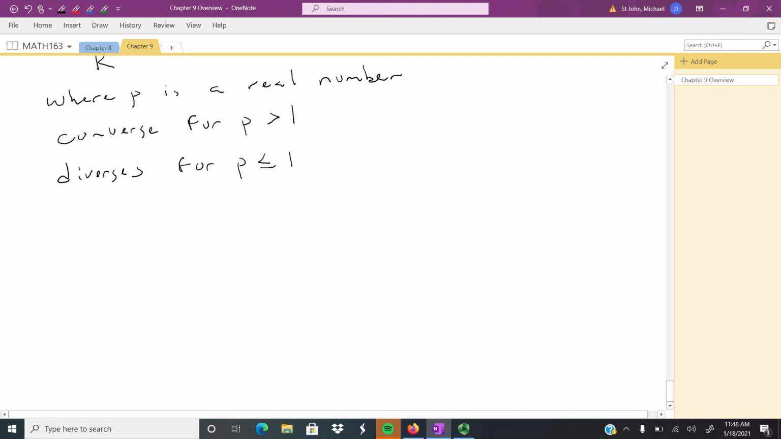So if we had something like this, and I asked, does this converge or diverge? k equals 1 to infinity, 1 over k to the 10th. Well, p is equal to 10, and so this converges.